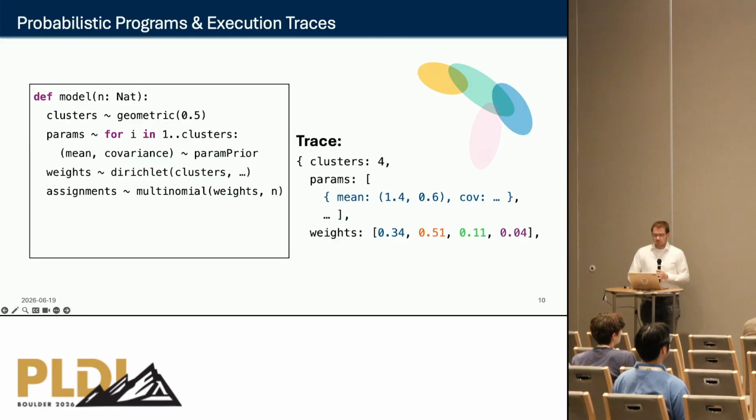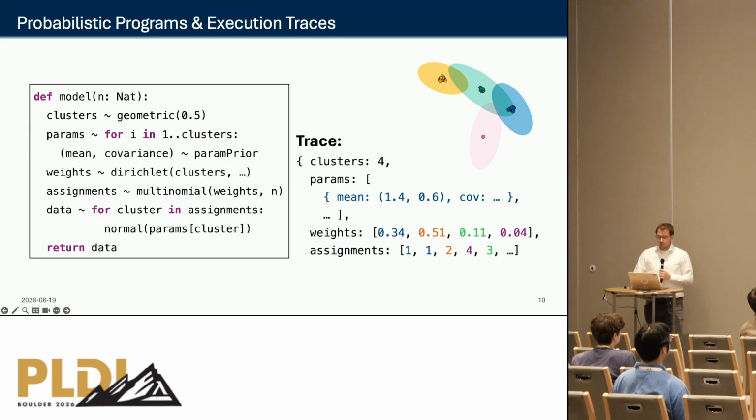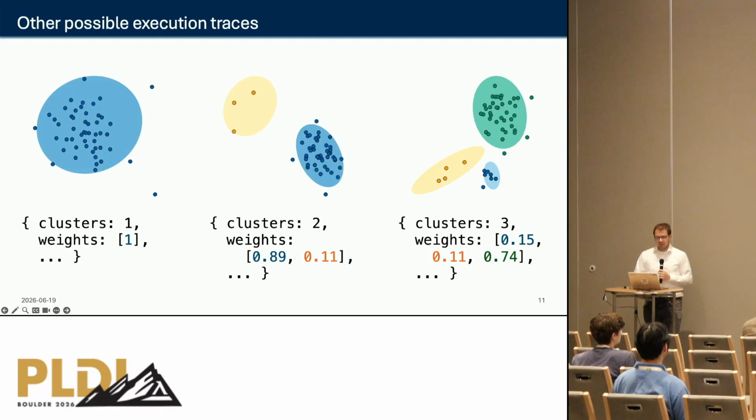Using these weights, each data point is assigned to one of the cluster indices. For instance, the first data point is assigned to cluster 1 in blue. Finally, we loop over all the data points and sample a random location based on the parameters of the assigned cluster. Different executions of this program can lead to very different traces with a varying number of clusters. Obviously, our goal is not just to generate random datasets or random traces, but to infer the clusters given a set of points.